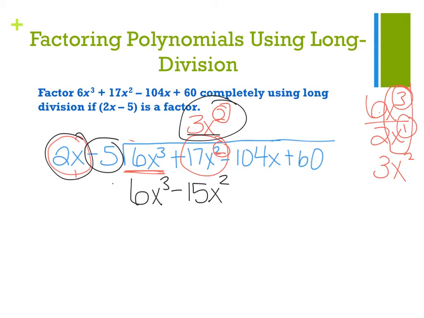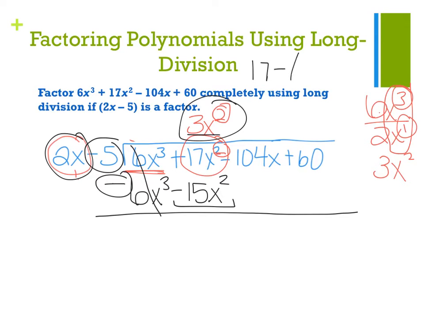And in polynomial long division, we subtract our columns here. And we're going to get 6x cubed minus 6x cubed, which these cancel out. Then I subtract 17x squared minus a negative 15x squared. So if you think about it, 17 minus a negative 15 ends up being a plus 15. Double negative here makes a positive. And that would give me 32x squared. And then I carry down the negative 104x.